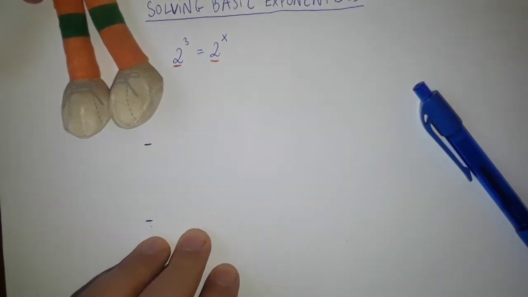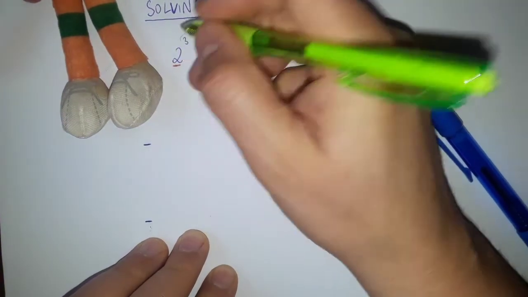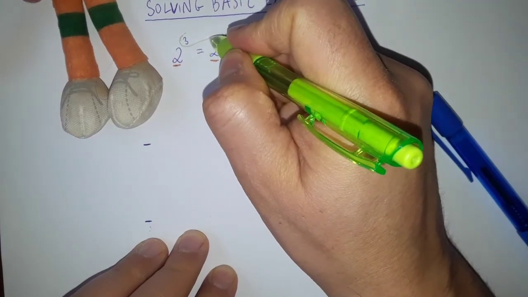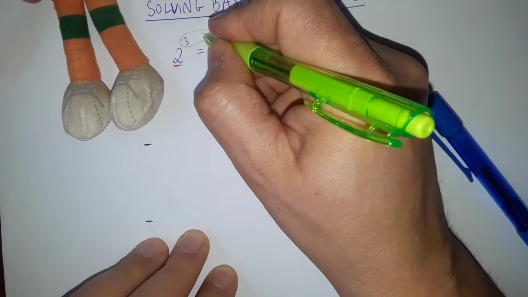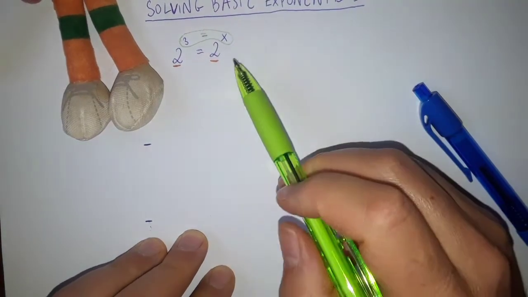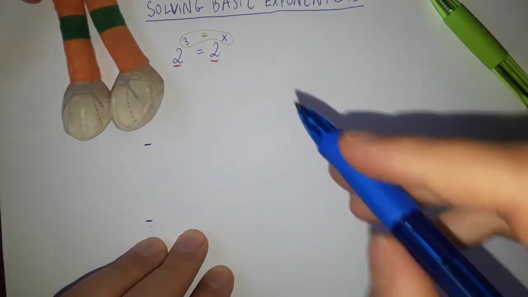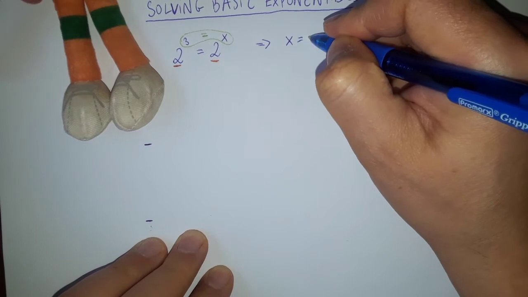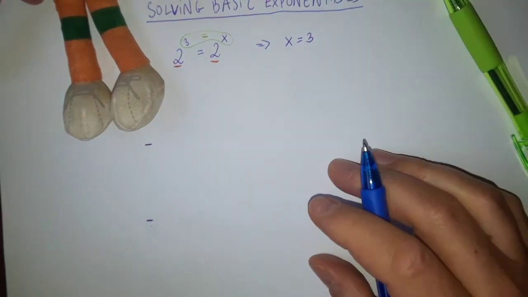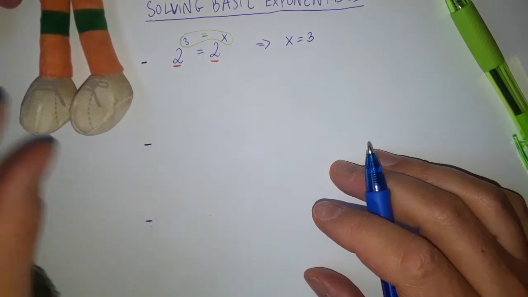When that happens, exponentials are really easy to solve. What we're gonna do is make the exponents equal. So this 3 and this x, we're gonna set as a new equation. So we're gonna have x equals 3, and that's it. We are done: x equals 3.